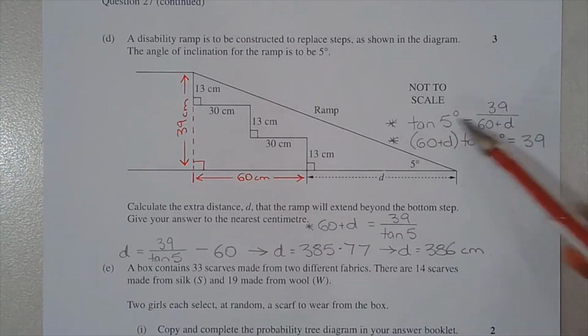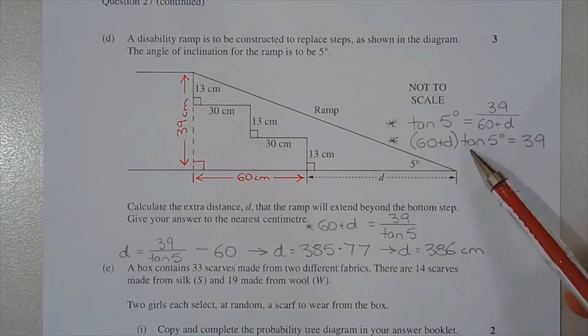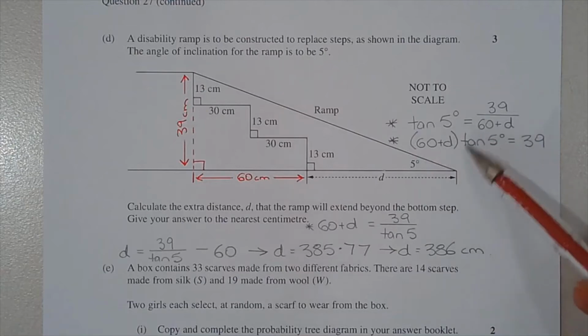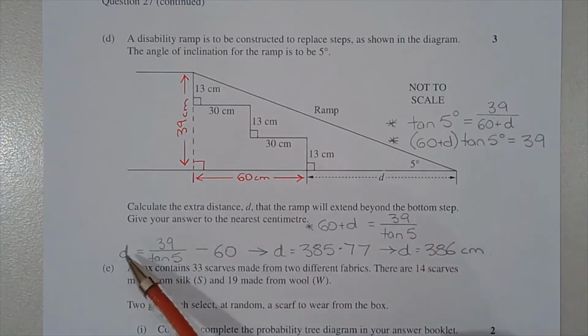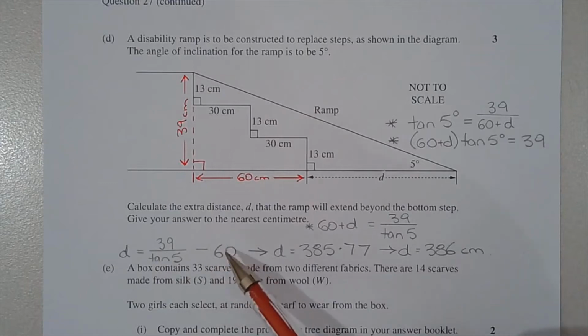Multiplying both sides by 60 plus D, we have 60 plus D in brackets multiplied by tan of 5 degrees is equal to 39. Dividing both sides by tan of 5 degrees, we have 60 plus D is equal to 39 divided by tan of 5 degrees. Subtracting 60 from both sides, we get D equals 39 over tan of 5 degrees minus 60. Evaluating this expression, we have D equals 385.77 and so on. There's more to the decimal, but we want the answer to the nearest centimetre, so therefore D equals 386 centimetres.